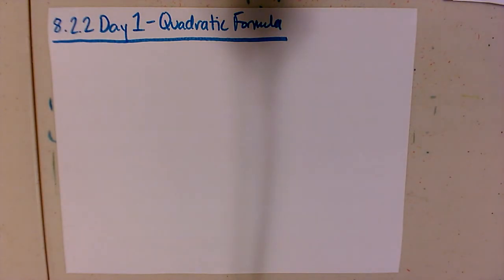Algebra 2 Part 2. This is 822 Day 1. So we're solving quadratic equations by using the quadratic formula. By the end of this you should be able to solve a quadratic equation with the quadratic formula. And then also we're going to talk about the discriminant and how that can help us to determine how many solutions a quadratic equation has.